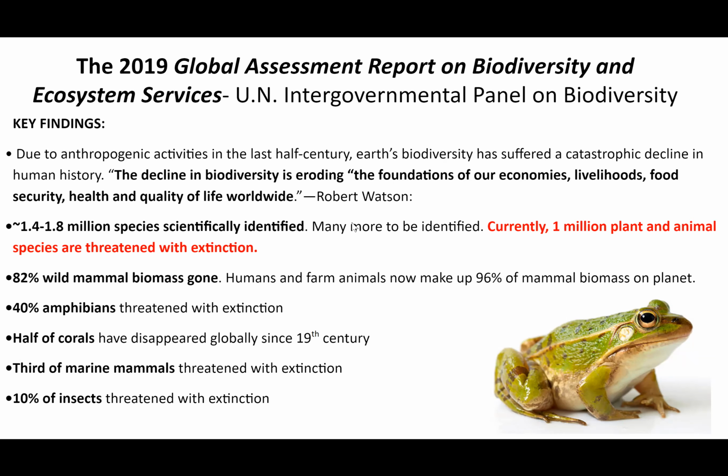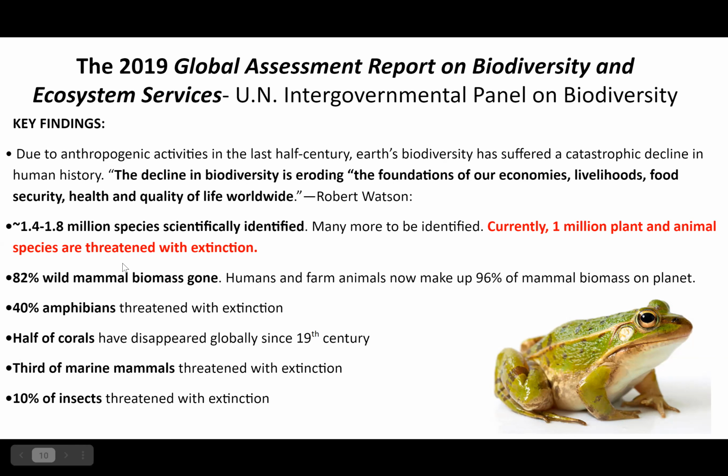So that's the big takeaway. Global biodiversity is declining in plants, in animals, in fish, in arthropods, insects, whatever you can think of, it is declining at the global level. So that's the main takeaway. And again, this quote from Robert Watson really hammers home that point.